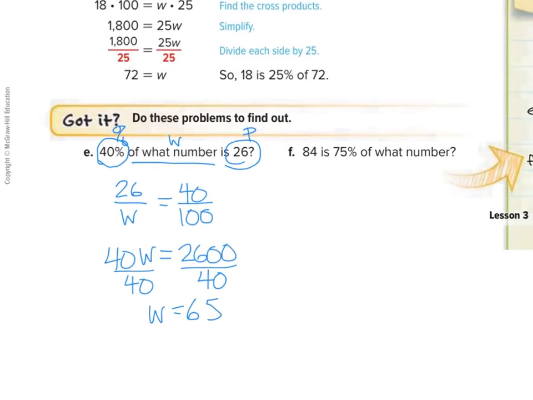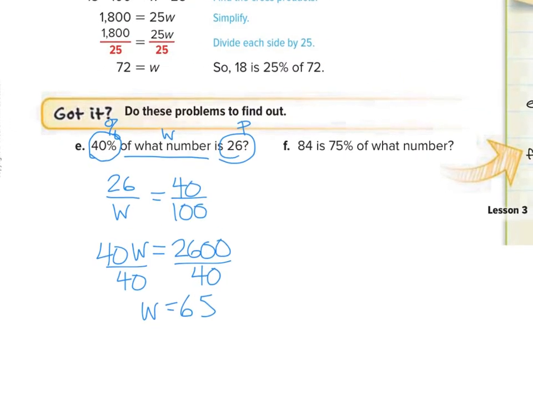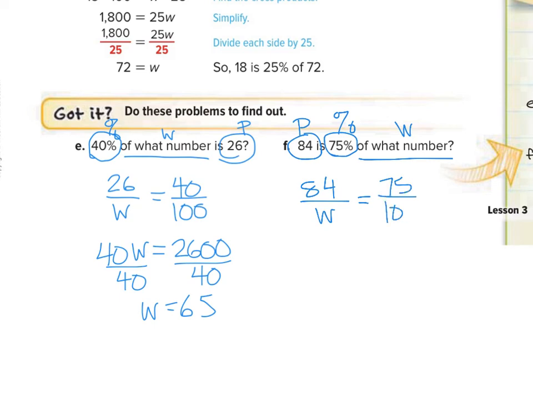Okay, let's look at problem F. So it looks like the percent is 75%, and this is going to be our part, 84, and we are looking for the whole. So we're going to say 84 over W equals 75 over 100. So our proportion is set up correctly. We're ready to do the cross multiplying.